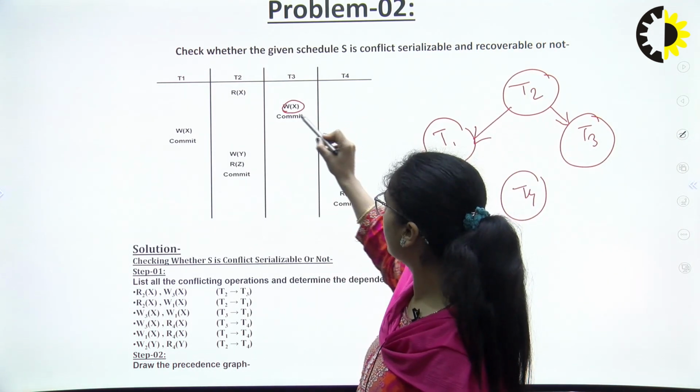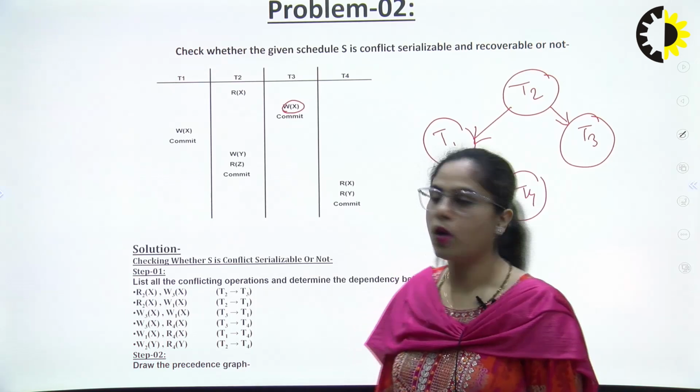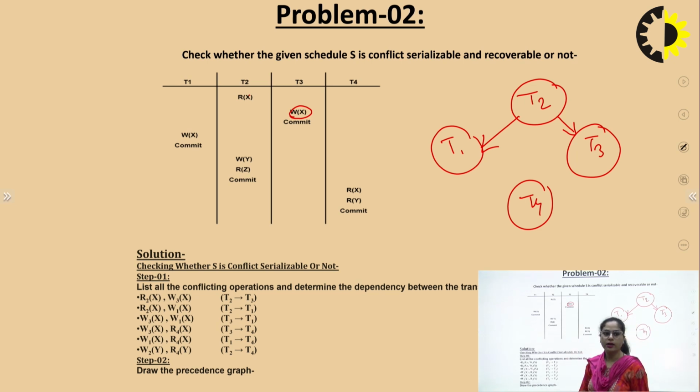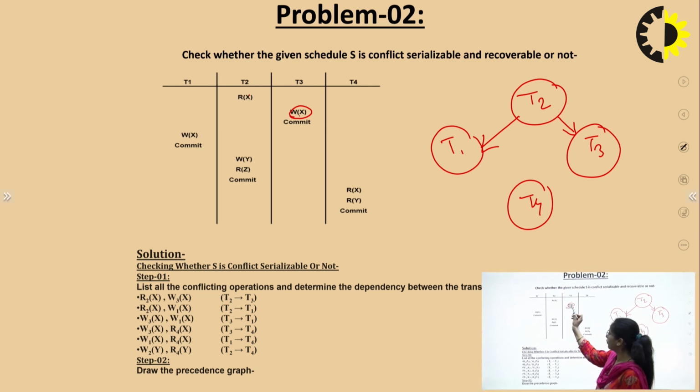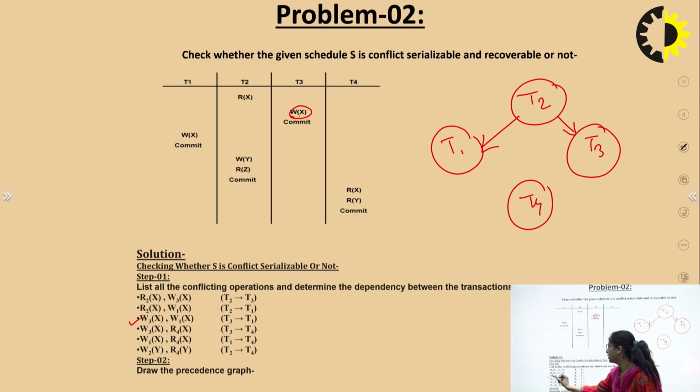Next, we are checking W of X. After the read of X, the next operation is W of X, okay. So we are checking the conflict pair for W of X. Is there any conflict pair for W of X? Yes, we can see from T3 to T1, a write of X and a write of X operation are performed. Both writes have a conflict pair on the same data, okay. So we have to draw the edge from T3 to T1, okay.